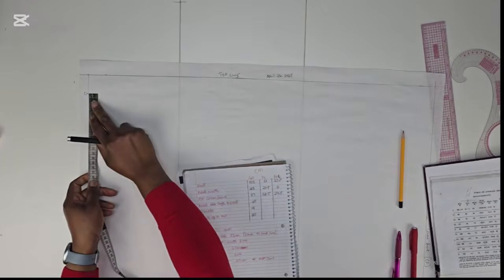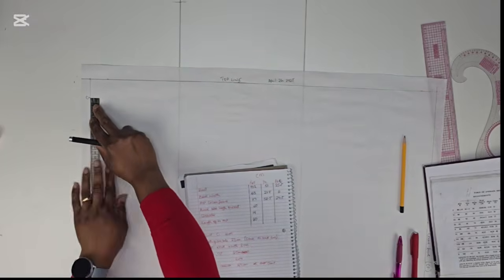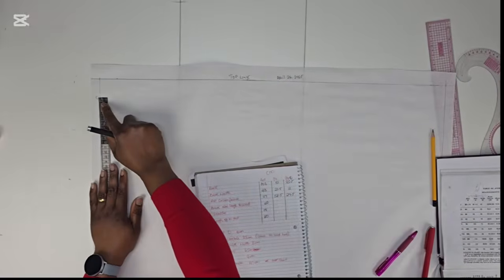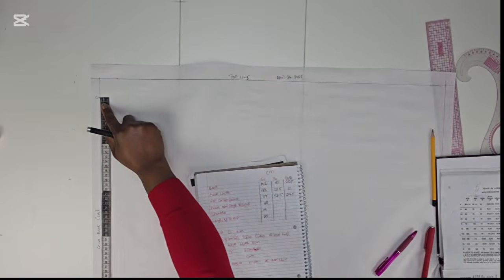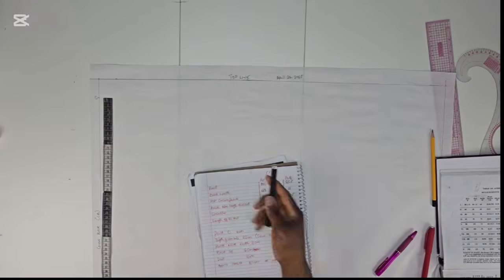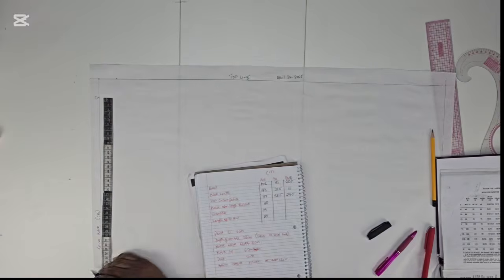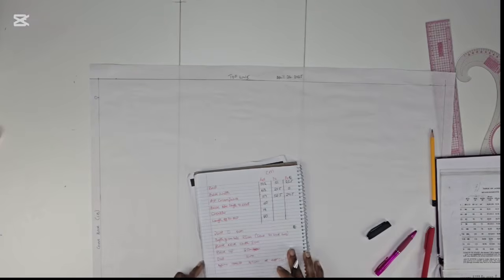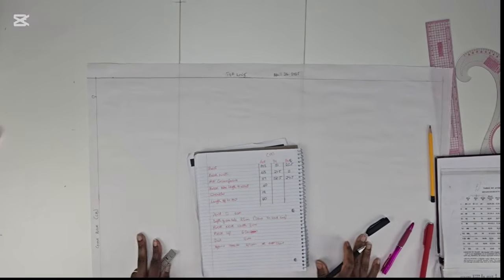Okay, so put our tape there. I hope you can see. Then we go down to 40 centimeters. That's our back length to waist, basically the deepest part of your back, aka where your natural waistline sits. Okay, this is back length to waist. And then we're measuring our hip.